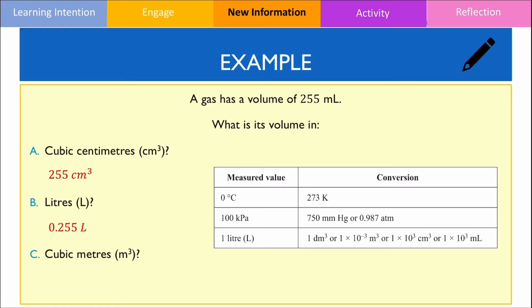There's many ways you can go about this, but since I know that 1 liter is equal to 1 times 10 to the negative 3 cubic meters, I can multiply 0.255 with this value over here, and in doing so, this will give me a value of 2.55 times 10 to the power of negative 4 cubic meters.